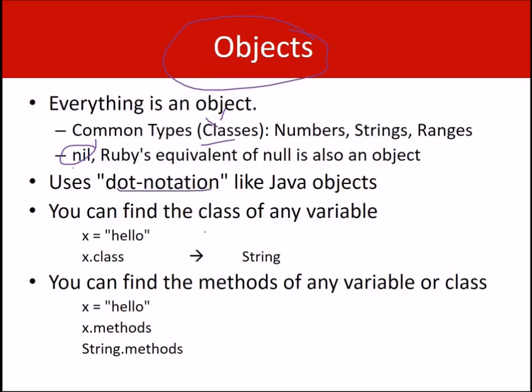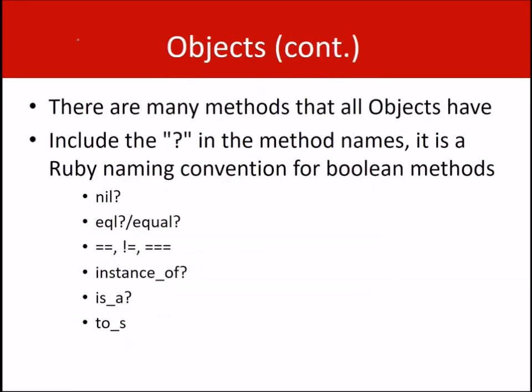For example, you can find the class of any variable: x is equal to "hello", x dot class, and you can call this String. And you can also find the methods of any variable or class using x is equal to some string "hello", say in this case x dot methods, then String dot methods. So you find numerous methods for any variable or class.